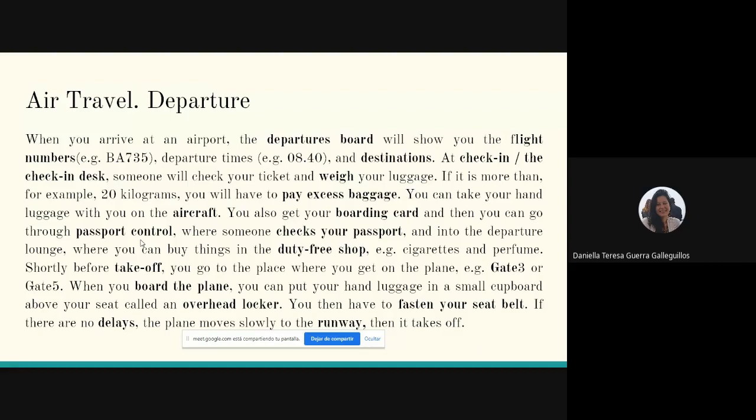Ponen ahí el sticker. They check it, and you can go to the duty free shop. Antes me gustaba ir a eso, ahora ya no la encuentro tan barata.